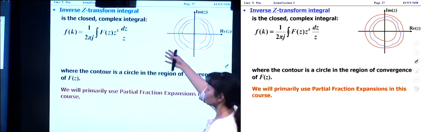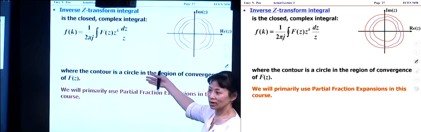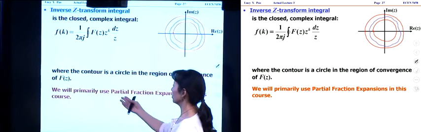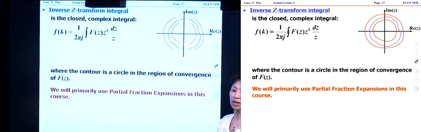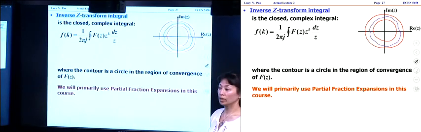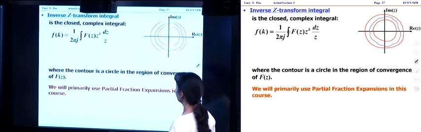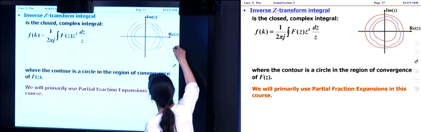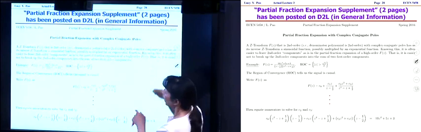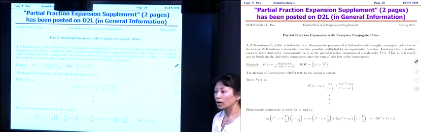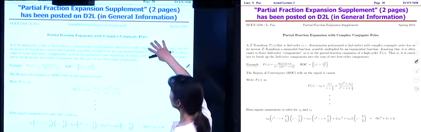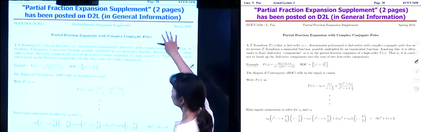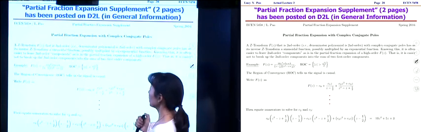It's pretty complex to do, so in practice we rarely ever do it, and we primarily use the partial fraction expansion technique to find the inverse z-transform of F of z. All right? Any questions? Okay, so I do have another item that I've posted on D2L. It's a 2-page partial fraction expansion supplement.